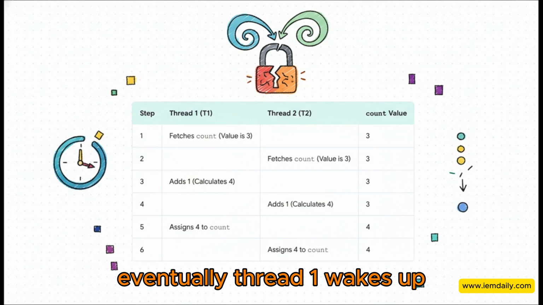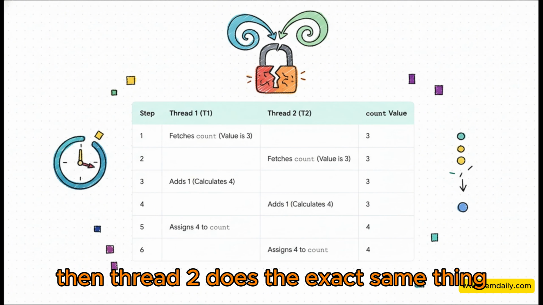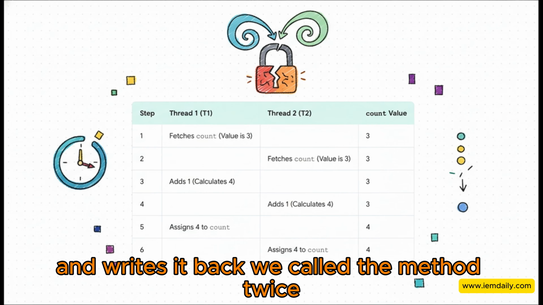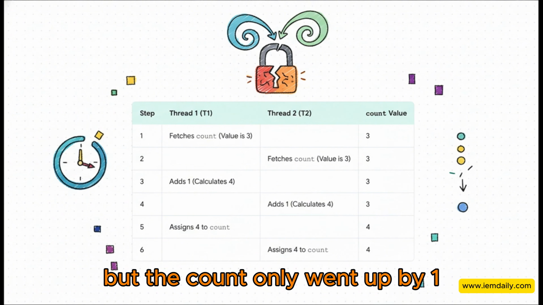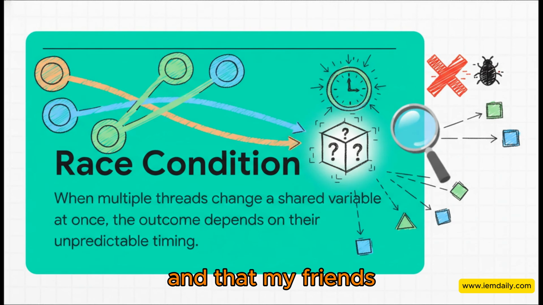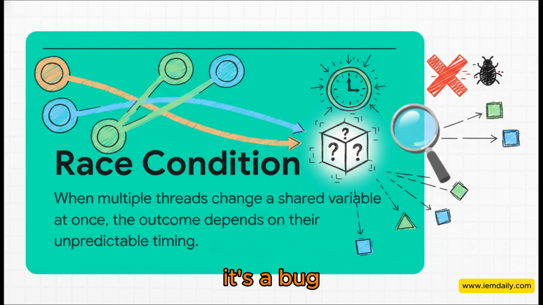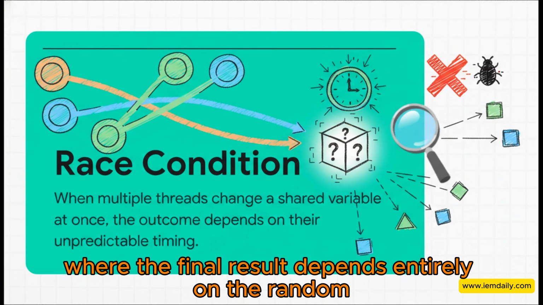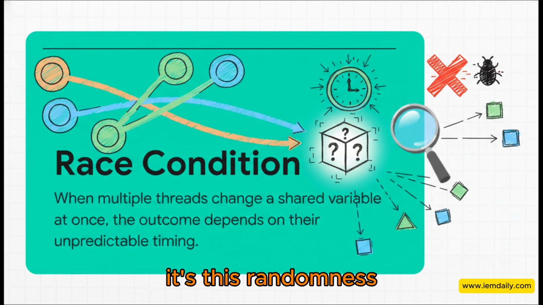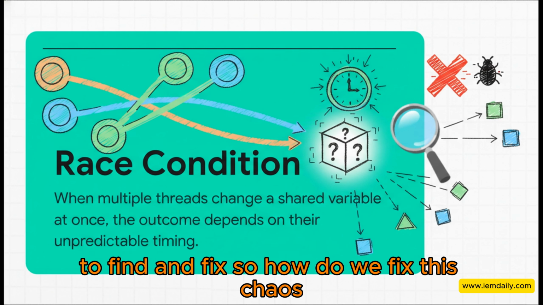Eventually, thread 1 wakes up, calculates 4, and writes it back. Then thread 2 does the exact same thing. It also calculates 4 from its old data and writes it back. We called the method twice, but the count only went up by 1. That's a lost update. That's the race. And that, my friends, is the official definition of a race condition. It's a bug where the final result depends entirely on the random, unpredictable timing of when the threads get to run. It's this randomness that makes these bugs so incredibly frustrating to find and fix.